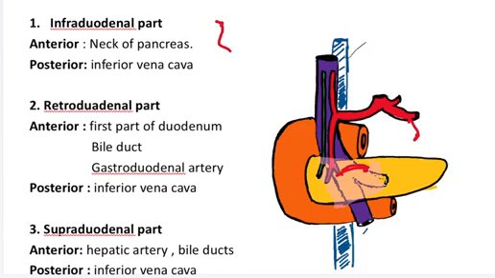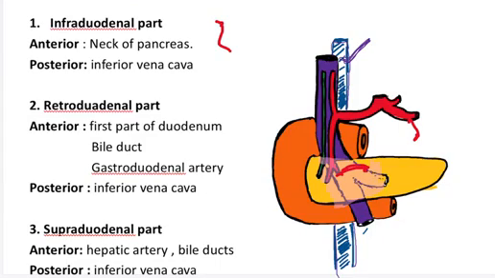Now the inferior vena cava is this. I want all of you to remember that the inferior vena cava is present behind the portal vein throughout its entire course. So no matter which part of the portal vein we are talking about, whether it is infraduodenal, supraduodenal or retroduodenal, the posterior most structure will always be the inferior vena cava. Now what we have different is the anterior structure.